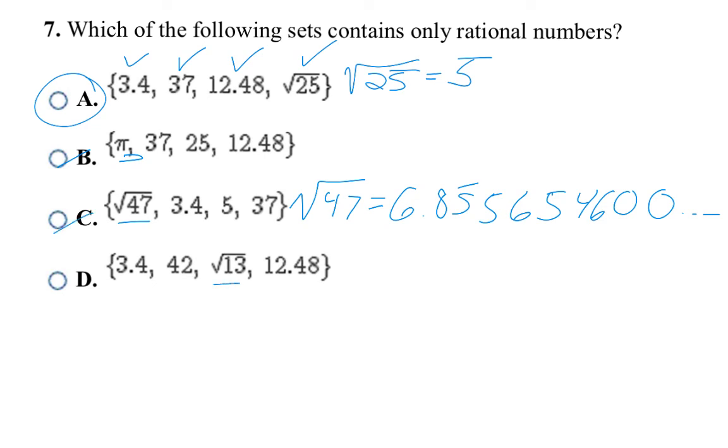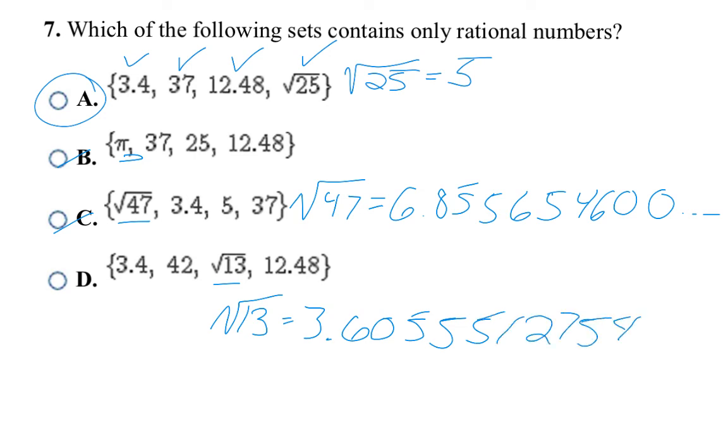And then D also has a square root that you need to check. And when you put the square root of 13 into your calculator, you get 3.60555127546, and it just keeps on going again forever and ever. It could fill up multiple calculator screens. It just ran out of room. So because of the square root of 13, that decimal not ending, our answer can't be D either.